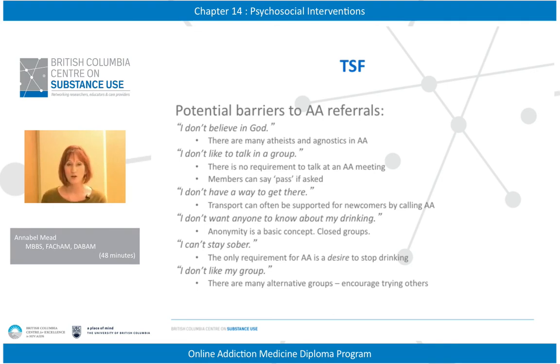I don't want anyone to know about my drinking. Anonymity is important in AA. There are closed groups and open groups, and for those that are particularly concerned about that, attending closed groups would be preferable. I can't stay sober: the only requirement for attending an AA meeting is the desire to stop drinking. I don't like my group: I went to AA, and they were a bunch of rednecks or whatever. There are many alternative groups, so encourage trying others.